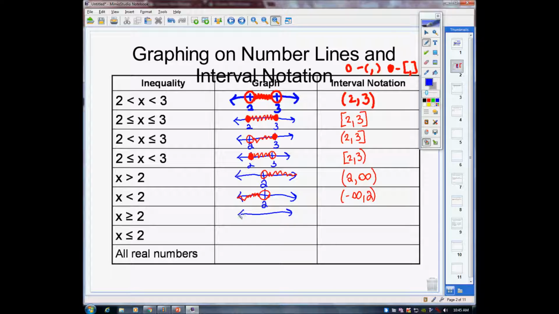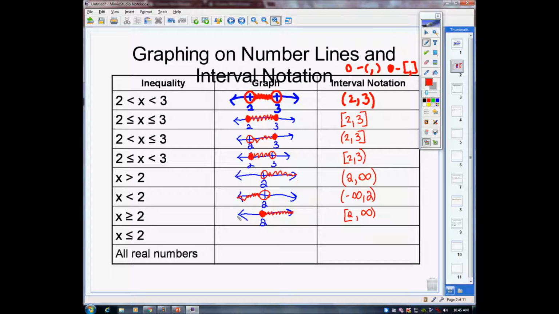This time, this is closed because I have this equal to, and I'm shaded to the right. And so what I have now is a bracket 2, but with infinity we still do a parenthesis. As a matter of fact, anytime we do infinity, we always do a parenthesis because infinity is not a defined specific place on the number line. It's kind of that abstract, out there forever. We're going to call it a parenthesis.